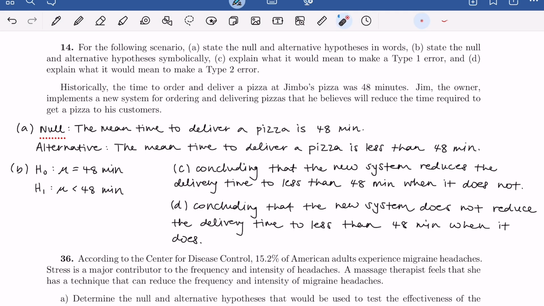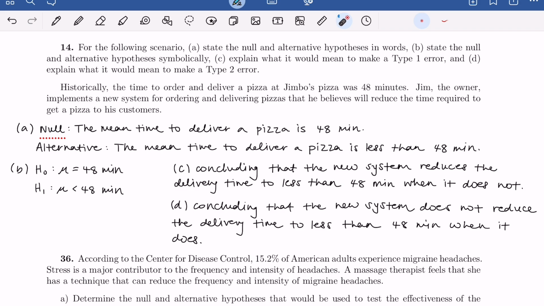Okay, so I have that written down for us for parts C and D. So remember for part C, we are explaining what it would mean to make a type 1 error. So remember for a type 1 error, we're rejecting the null hypothesis here. So we're going to conclude the alternative. We're concluding that the new system reduces the delivery time to less than 48 minutes, but this is not true in a case of a type 1 error. We reject the null hypothesis when the null hypothesis is in fact true. And on the other hand, for a type 2 error, in this case, we do not reject the null hypothesis. So we're going to conclude that the new system does not reduce the delivery time to less than 48 minutes, when in fact, for a type 2 error, the alternative hypothesis is true.